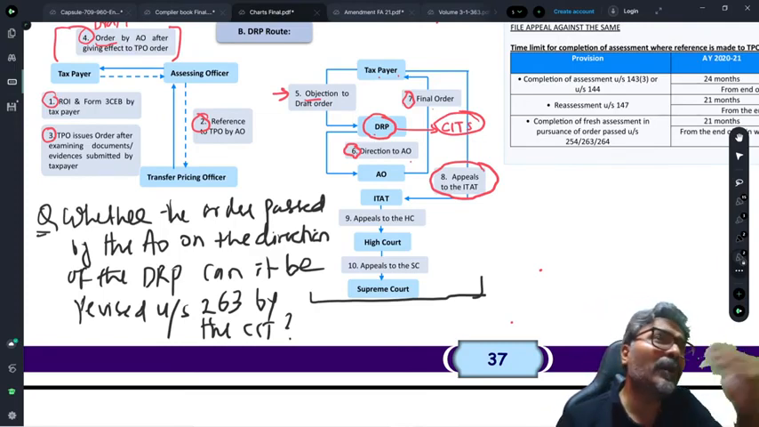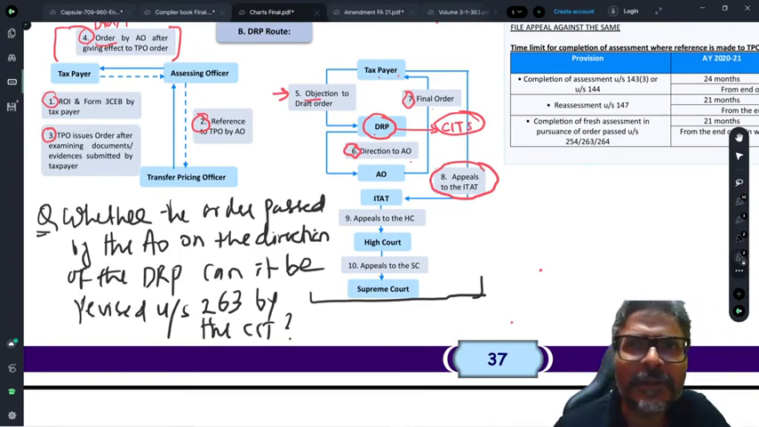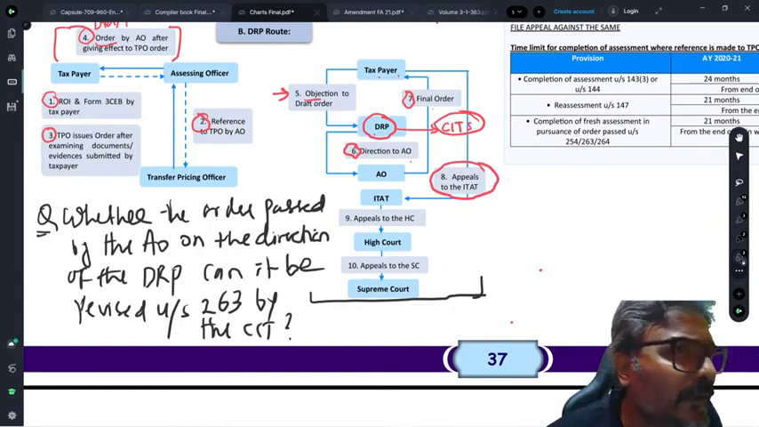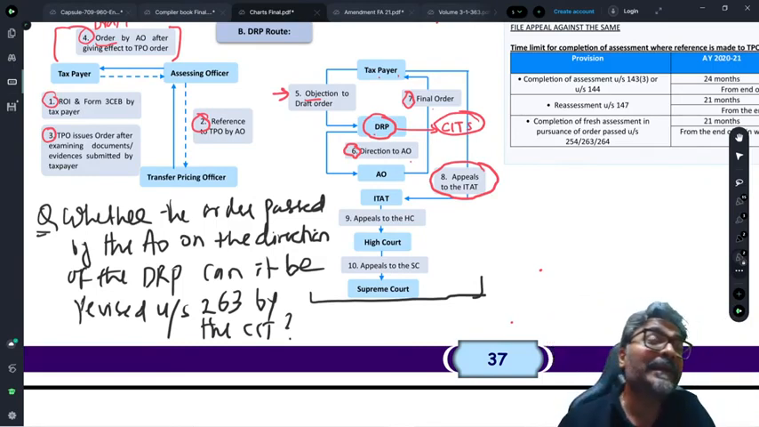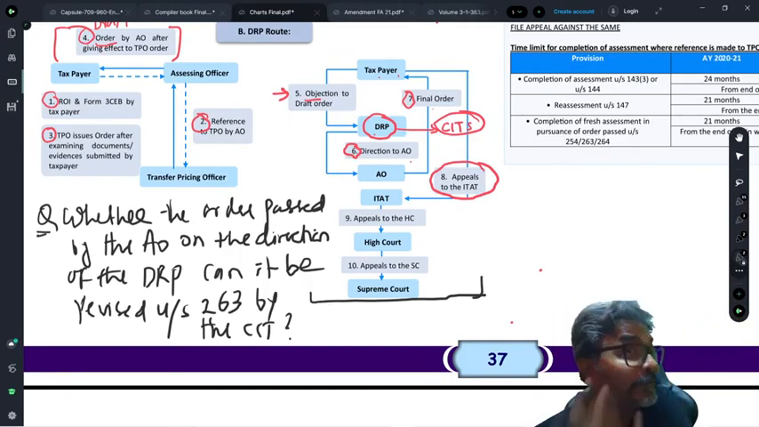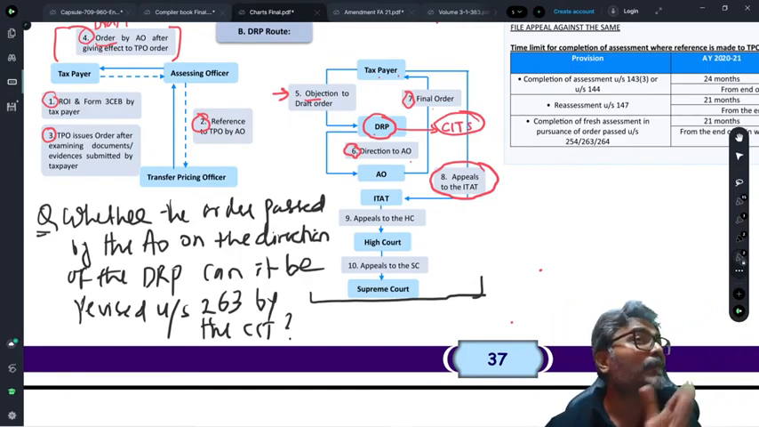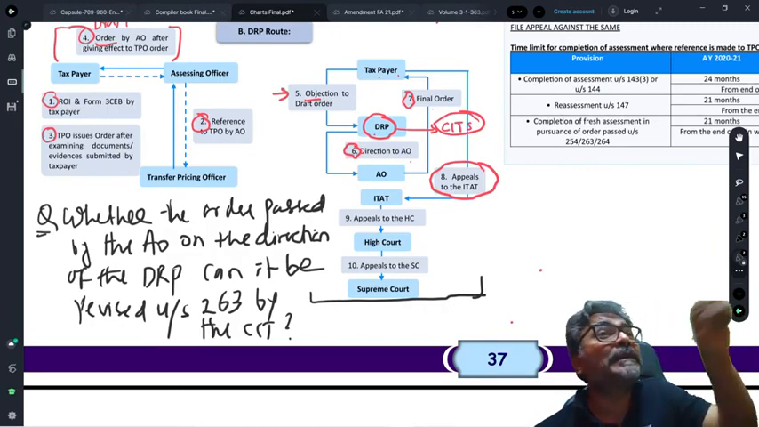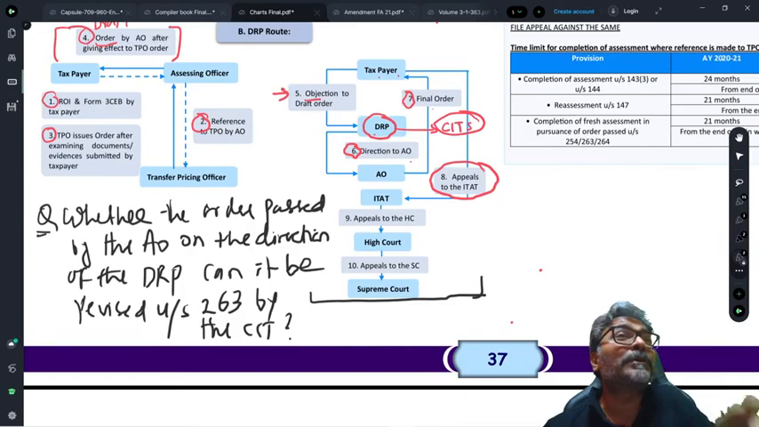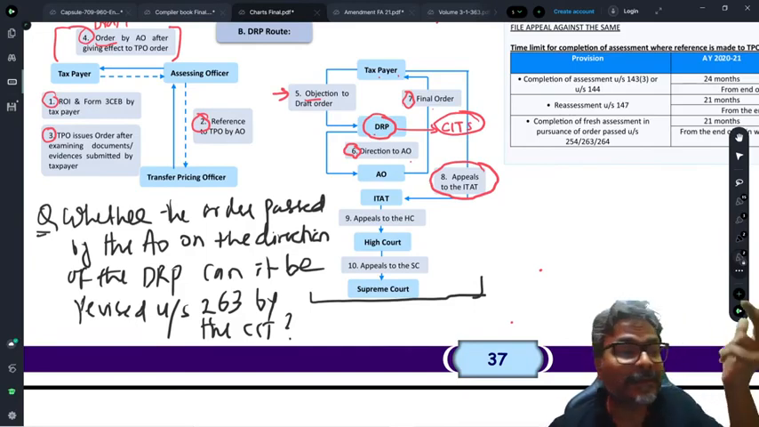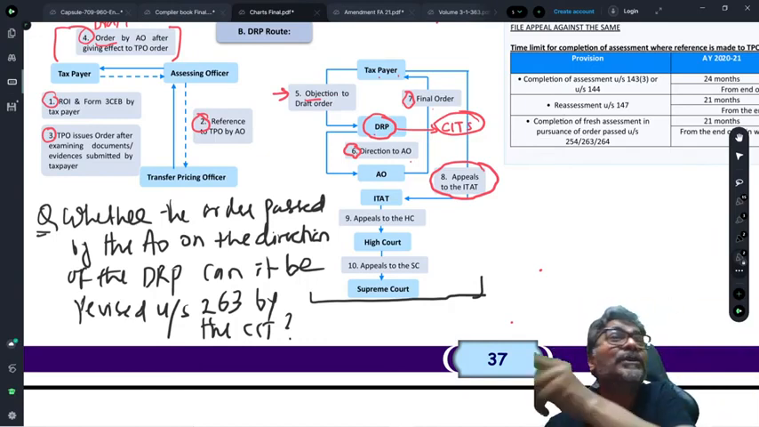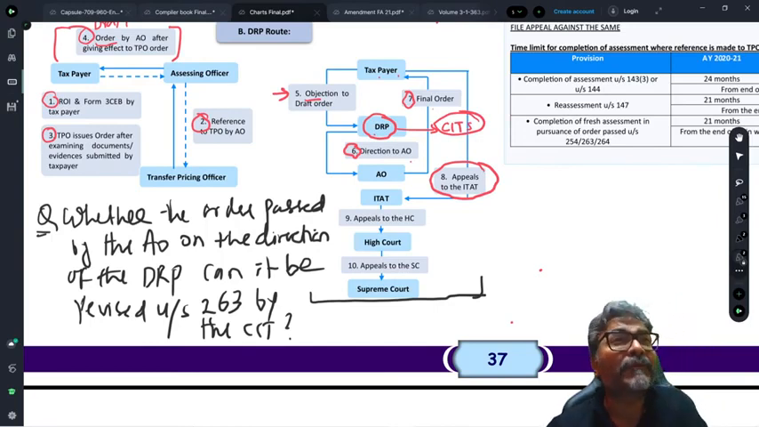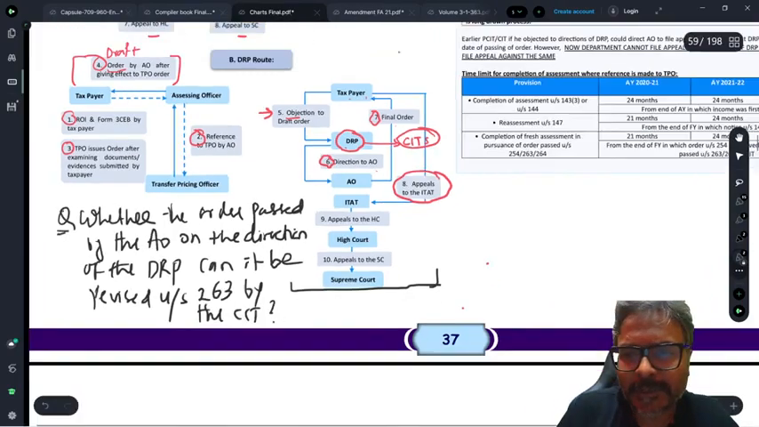Now, many of you also said, but how can that be revised? Obviously, many students are getting this doubt in their mind. The reason is very clear. The CIT will look into whether the AO has properly implemented the direction given by the DRP, and if the CIT feels that the AO has not properly implemented the direction given by the DRP, then in that particular case, that order of the AO is an erroneous order. And if it is also prejudicial to the interest of revenue, then can that be revised? Answer is yes, it can be revised. So I hope that every one of you is clear with this one, students.